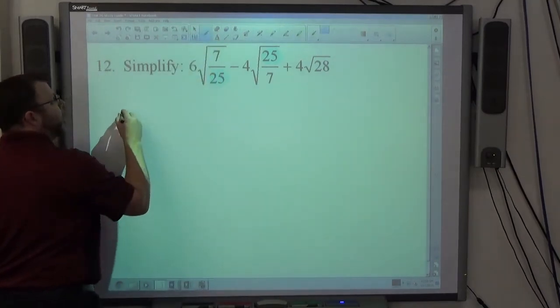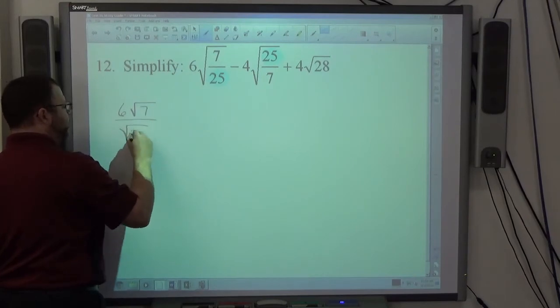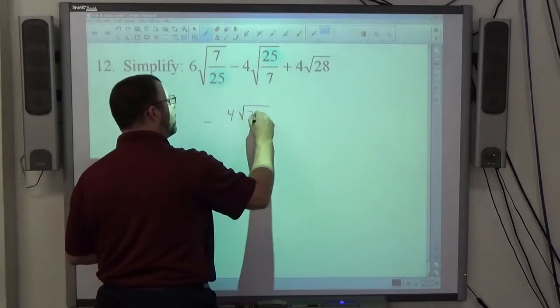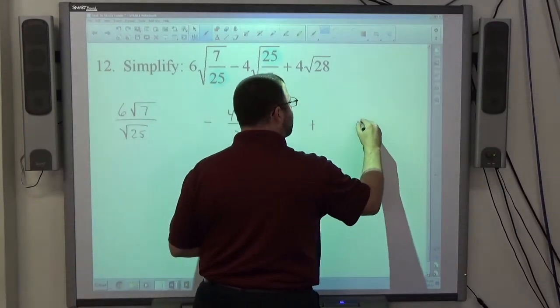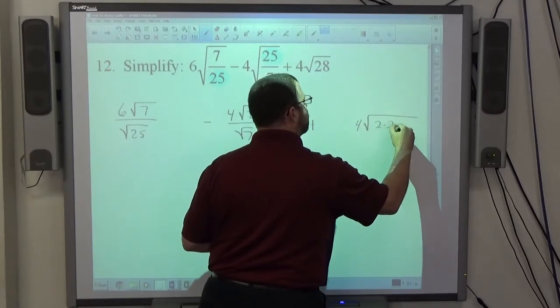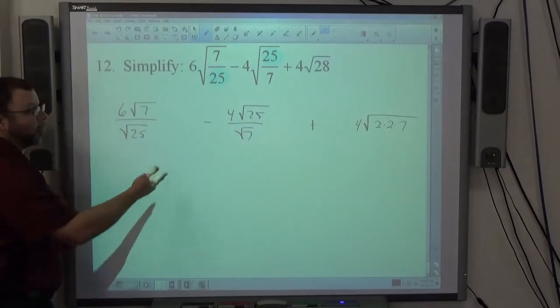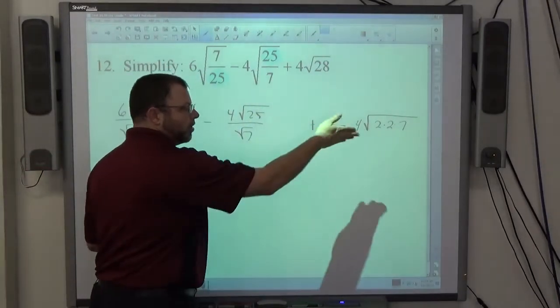If I break this apart into 6 times the square root of 7 over the square root of 25, leave a gap, minus 4 times the square root of 25 over the square root of 7, leave a gap, plus leave a gap, 4 times the square root of 2 times 2 times 7. Okay, just our basic technique for doing this. And I go ahead and multiply top and bottom of this by the square root of 25, top and bottom of this by the square root of 7, and start taking my 2's out.